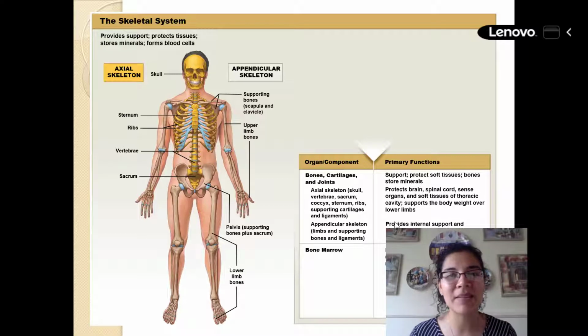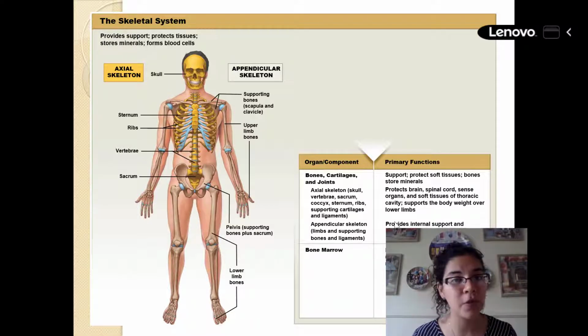The skeletal system. We've seen this diagram already. We saw it in Chapter 1. We saw it in Chapter 4. Skeletal system overall function, I asked you to already know that. So you know that it provides support, provides protection, provides storage for minerals, calcium and phosphate, and forms blood cells, the formed elements in blood.